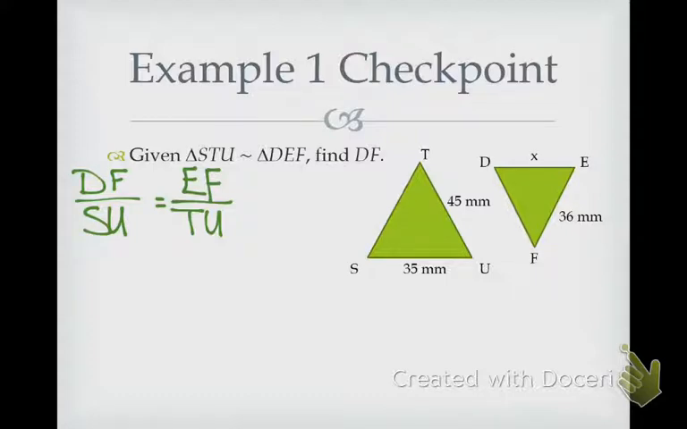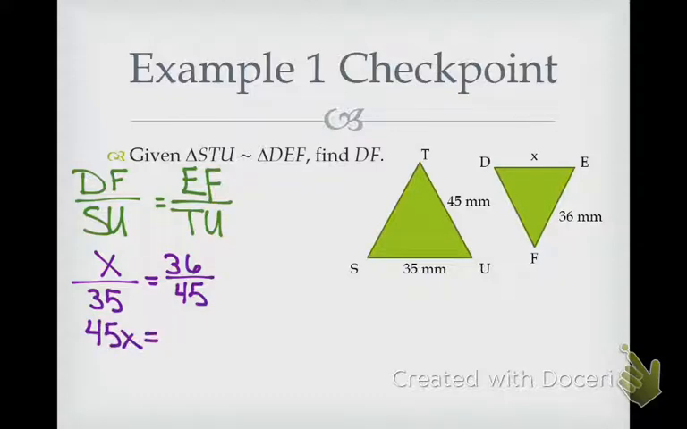Okay, so DF, I don't know. What's SU? 35. What is EF? 36. And TU? 45. Now we can do our cross products. Are y'all done solving? Yes. Okay, so 45x equals, what's that going to be? 1260.